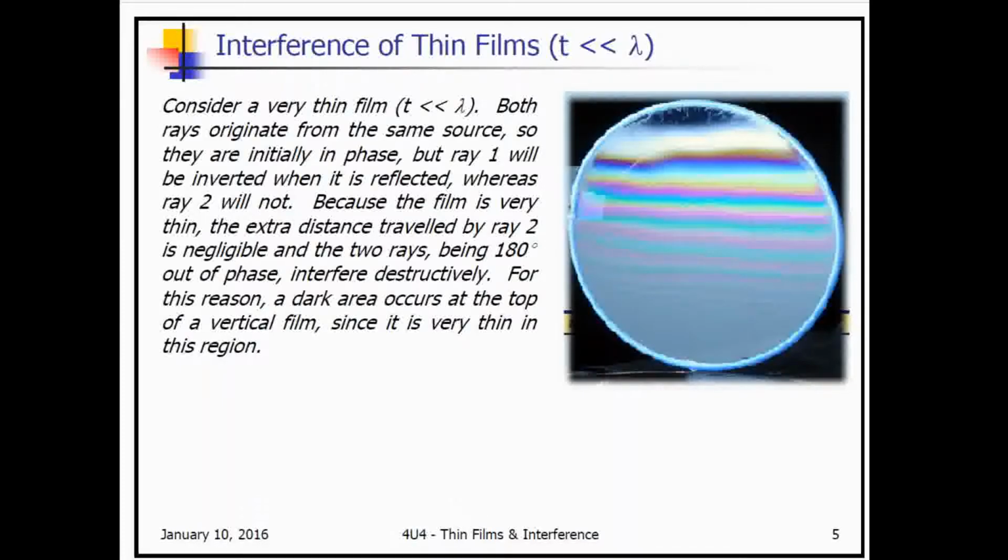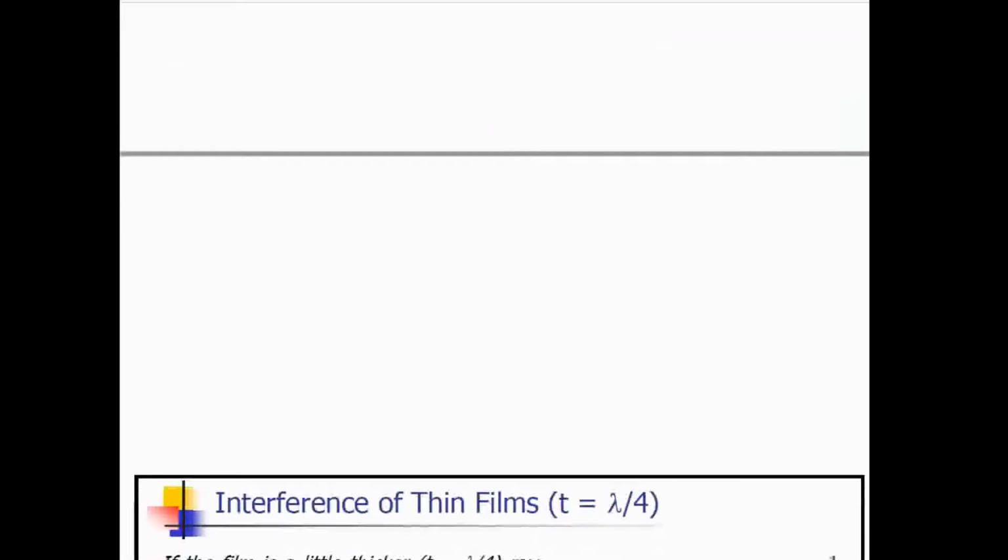If you look at a soap bubble, because of the effect of gravity, the soap bubble is thinnest at the top and thickest at the bottom. So this causes the top of the soap bubble to be dark. It's the region where it's most thin.